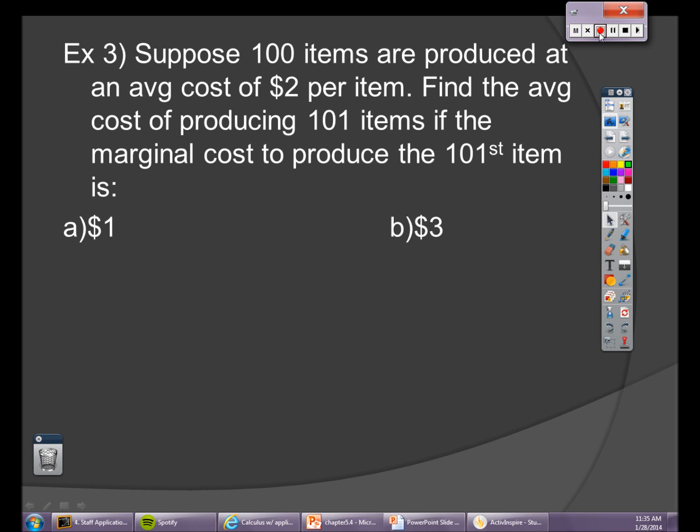Here's my next example. Let's suppose that I have 100 items being produced with an average cost of $2 per item. I want to find the average cost of making the 101st item, and then the marginal cost to make the 101st item. Is it A, $1, versus B, $3?